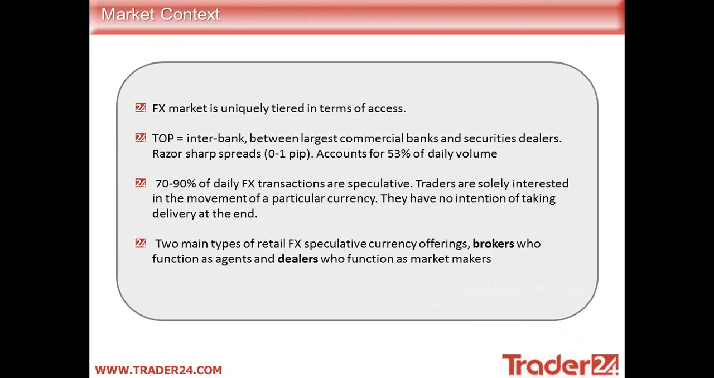All right, so just a little bit of market context for you. The FX market is tiered in terms of access, and right to the top is your interbank. So this is where the big banks would transact. They have the tightest spreads available, 0 to 1 pip. That's simply because of the size of the transactions that they are doing. It accounts for about 53% of daily volume. 70 to 90% of this is actually quite speculative. So traders are really not interested in taking delivery at the end of it. They're just speculating on the movement of the price of that particular currency that they are trading.